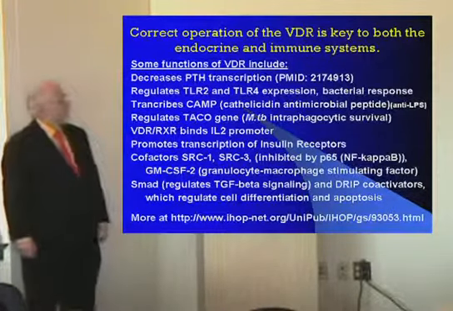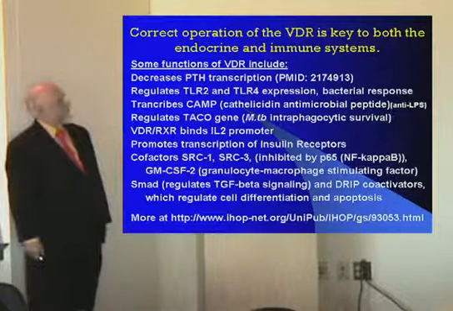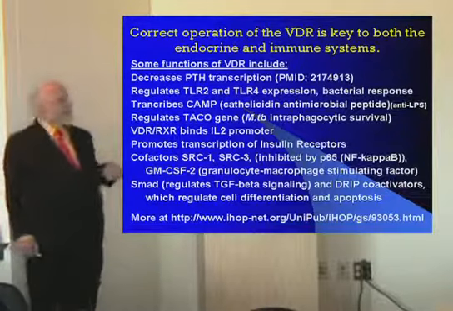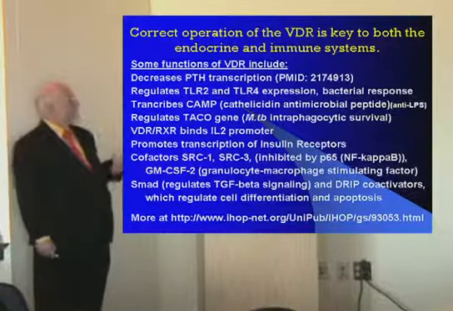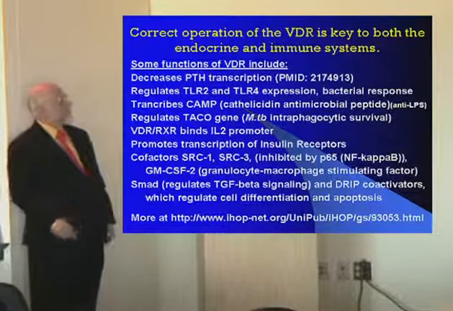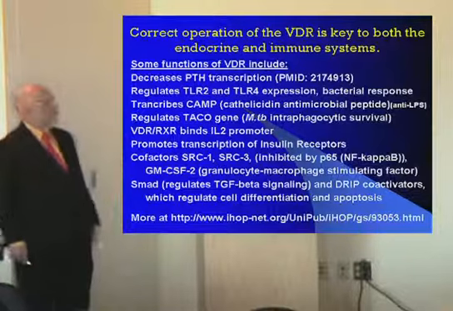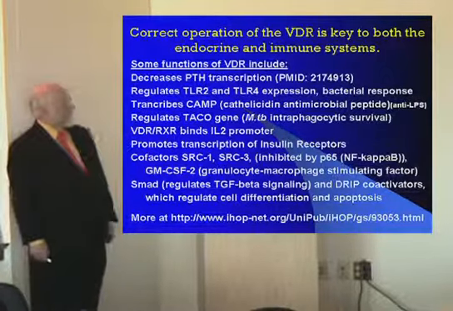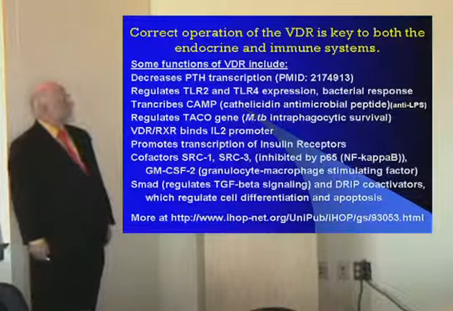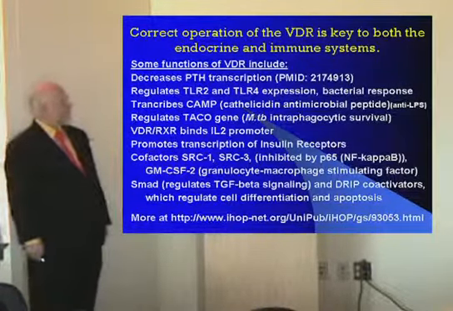VDR is the first one we look at, and the correct operation of the VDR is key to both the endocrine and the immune systems. Some functions of the VDR include decreased parathyroid hormone transcription. High levels of VDR generally correlate with low levels of PTH because it decreases the transcription of PTH.